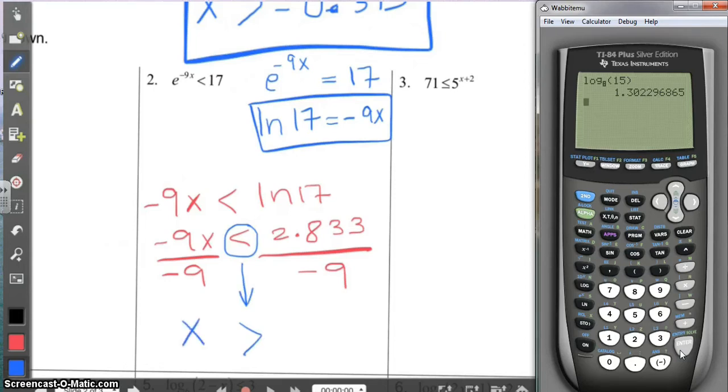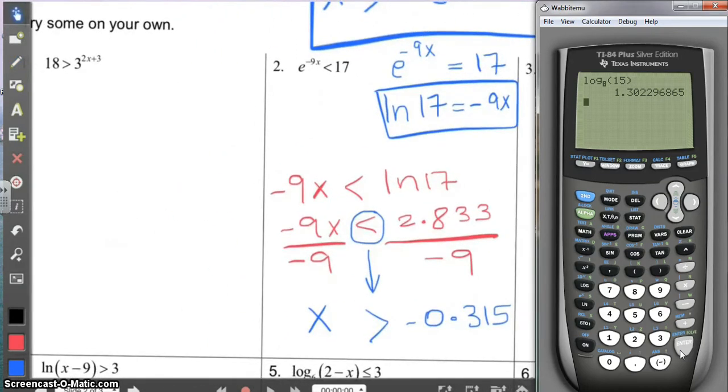So x would be greater than negative 0.315. So I hope you got this answer. Now the next step that we're going to be doing together is to check whether our answer is right or wrong. Now, for my pre-AP, how can you check this? Take any number that's greater than negative 0.315. I think 0 is the number, so I'm going to try 0.